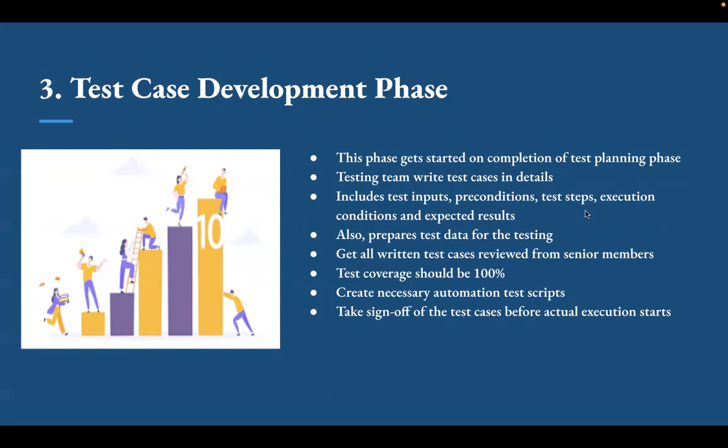When all test cases are prepared, then get them reviewed by senior members. Test coverage should be 100%. Any necessary automation test scripts are also created during this phase. The main goal of this phase is to have approved test cases and required automation scripts. Take the sign off of the test cases before the actual execution starts.